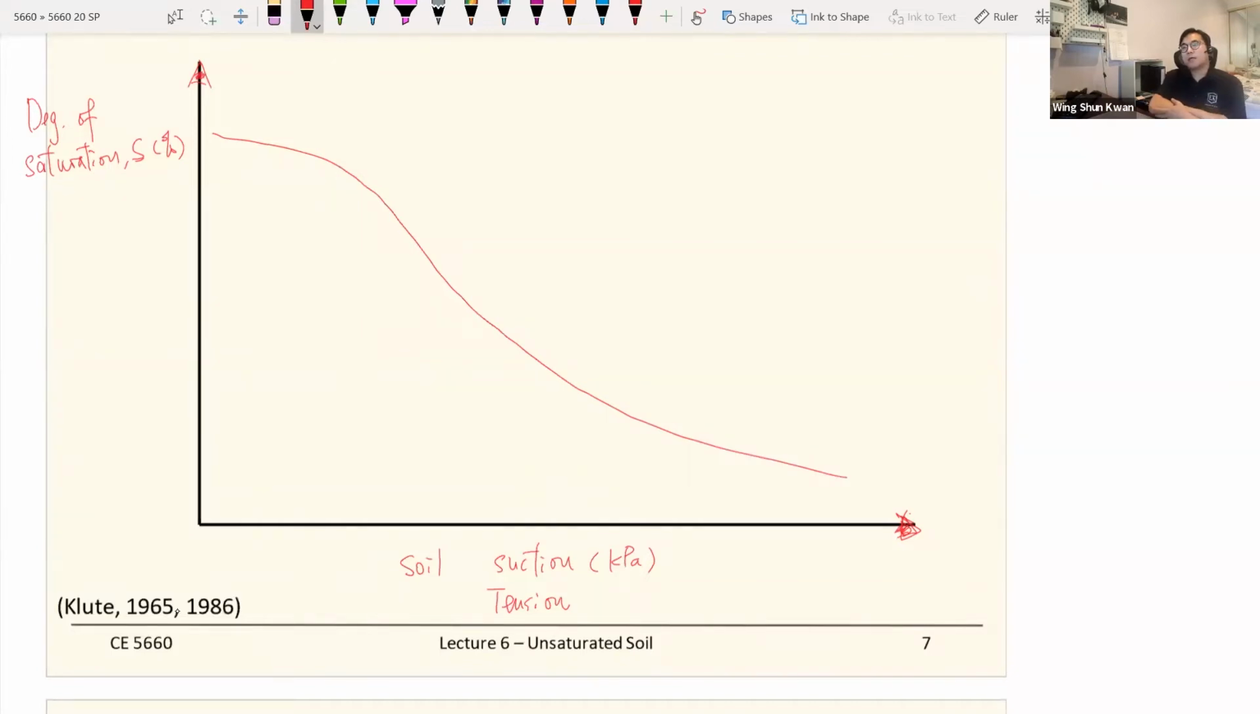When we try to represent the saturation, which means the water inside the soil, there are a couple of ways to do it. Degree of saturation is one way. The other one is the gravimetric water content. This is exactly what you have done in your undergrad. When you define water content, it is equal to the weight of the water divided by the weight of the solid or the dry soil.